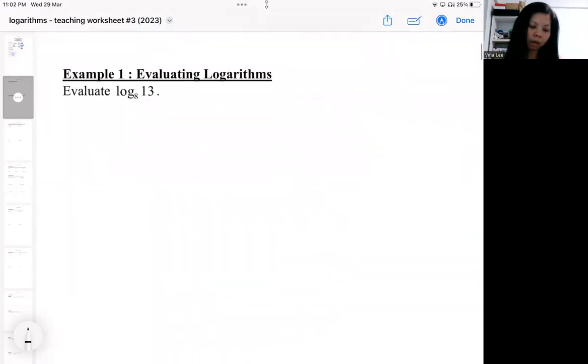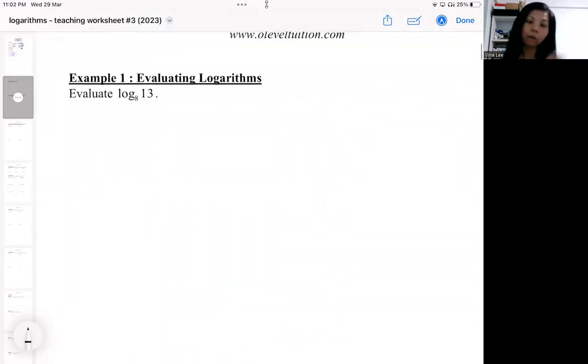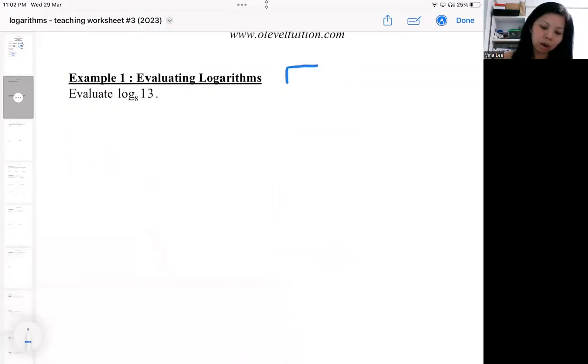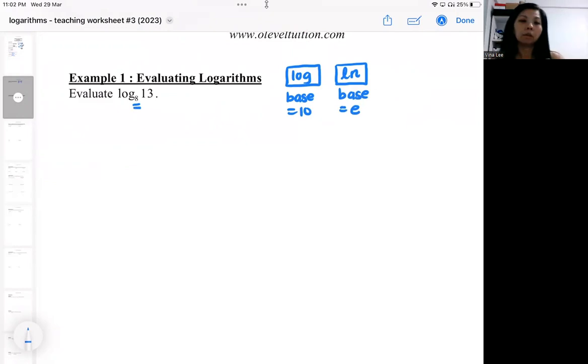For example, evaluate this log. Evaluate means you have to tell the value. You couldn't tell the value directly because your calculator is restricted to the common log, as we discussed before. There are only two log buttons on your calculator: either base 10 or base E. Your calculator can only process these two logs, so I couldn't process log base 8 directly. In order to get a numerical value, I need to do a change of base.